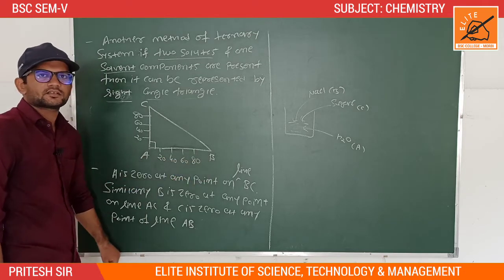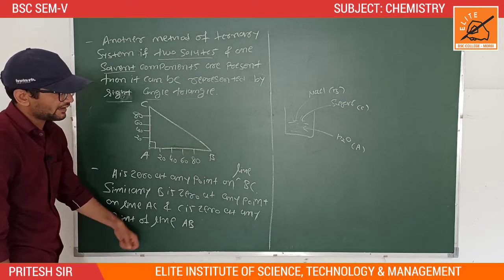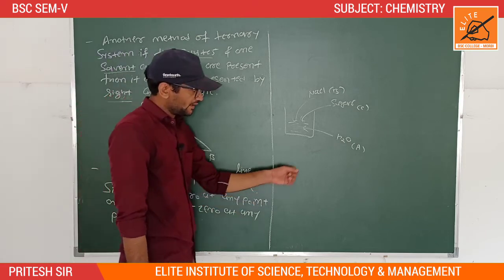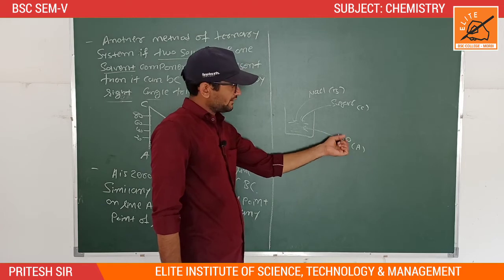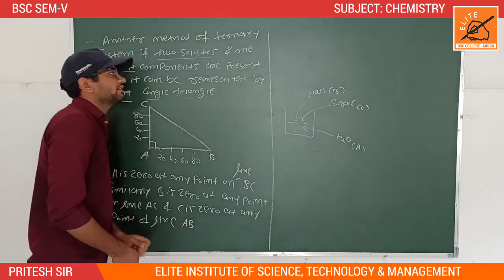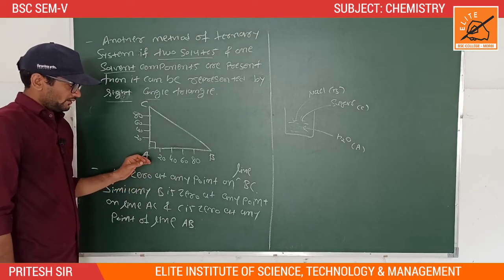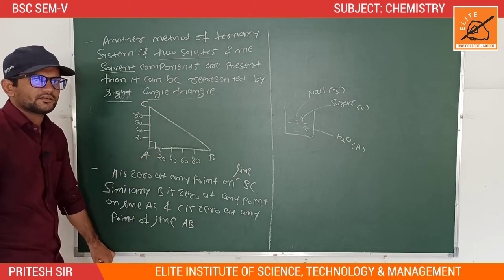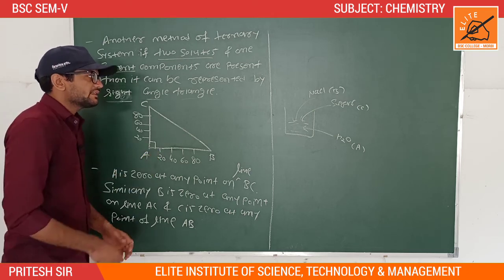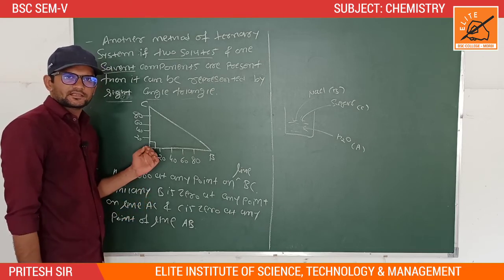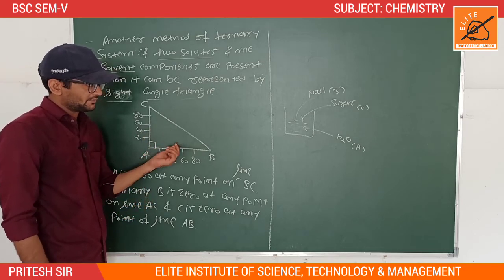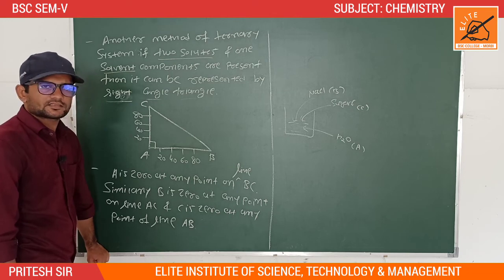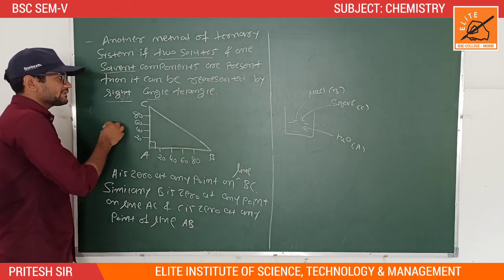The main method is the triangle method given by Stokes and Roozeboom. The right angle method is rarely used, only when one solvent and two solutes are present. So this is the basic representation of the ternary system, meaning three different components are present in three different compositions. In this lecture I explained how to represent three components in your system. There are two methods: first, the Stokes and Roozeboom method, and second, the right angle triangle method.